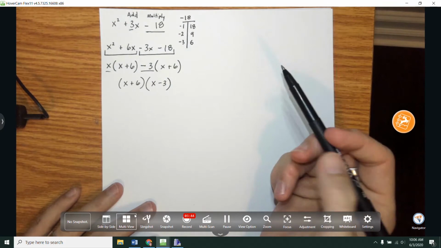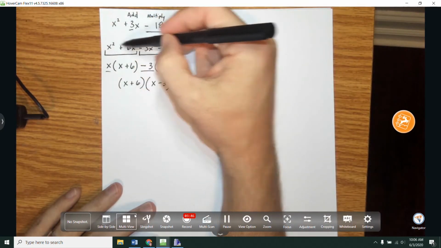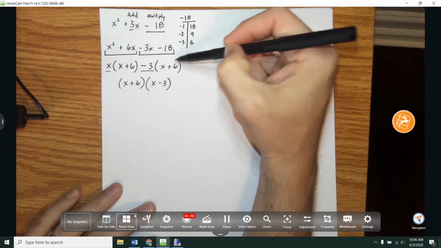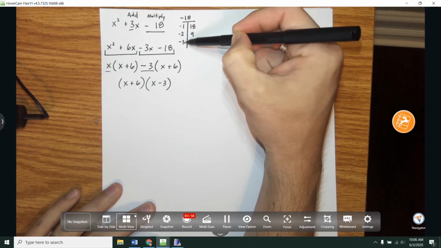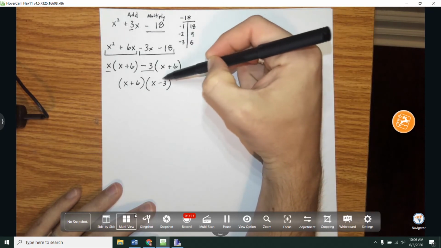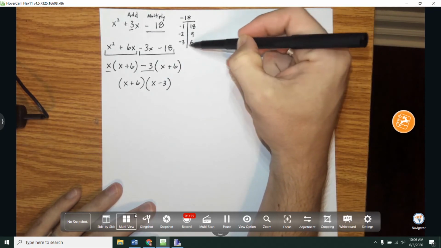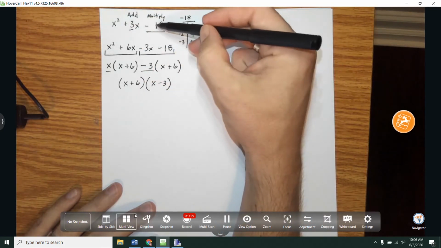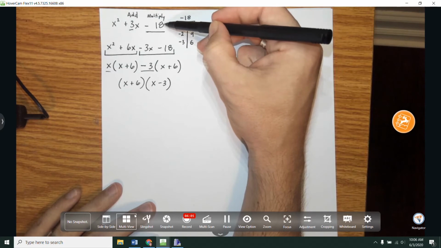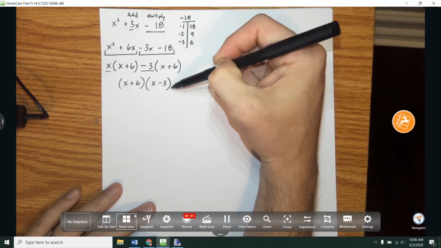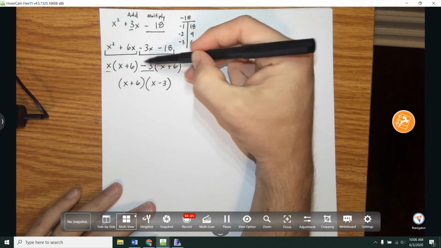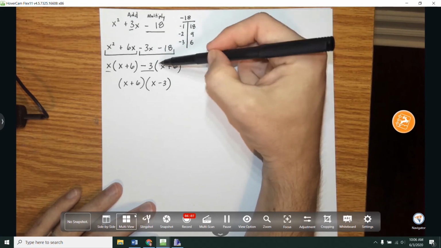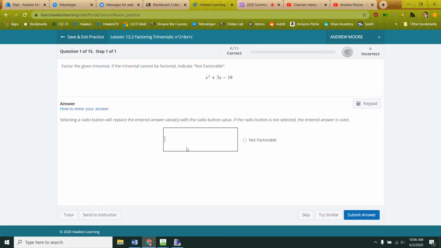So the easiest way to do it is you really don't have to do these two steps, because you figured out what this was. You got the negative 3, which became this right here, and that positive 6 became this right here. So when you don't have a lead coefficient, you can basically just skip straight from this step to this step. In 13.3, we're going to be doing a lot of this because we have to.